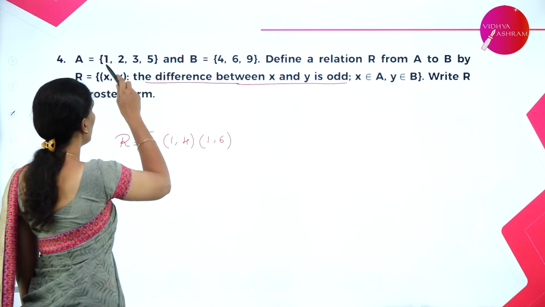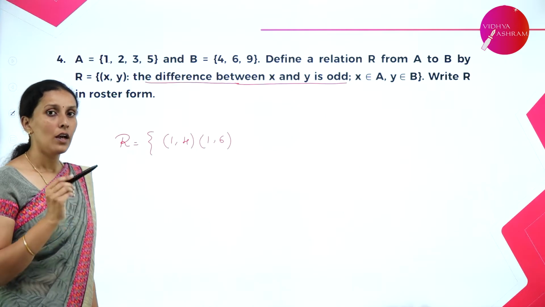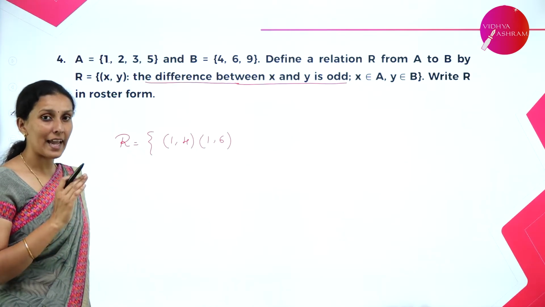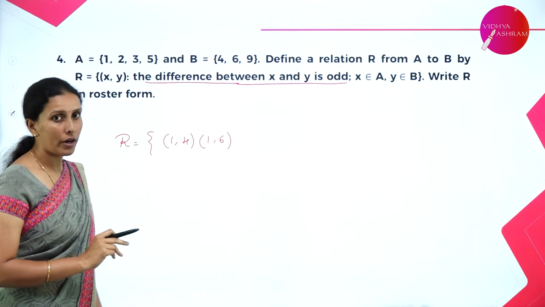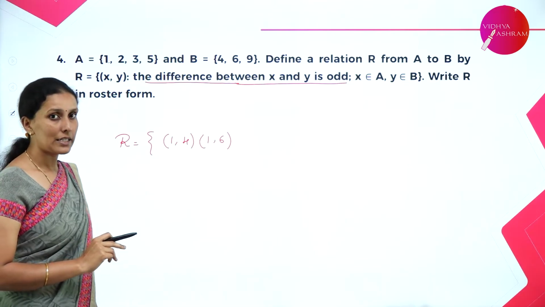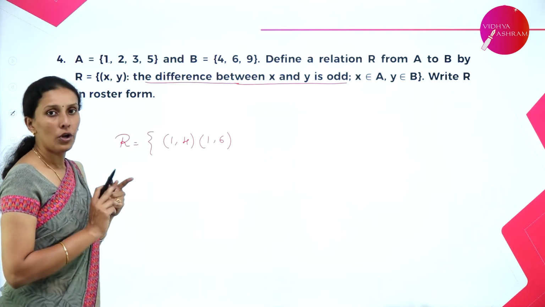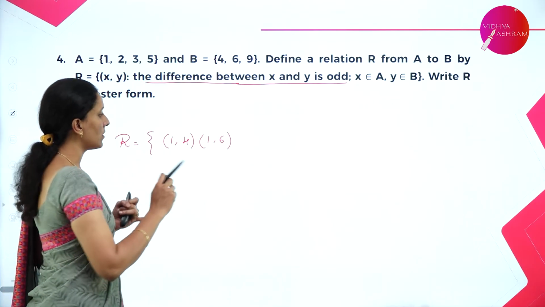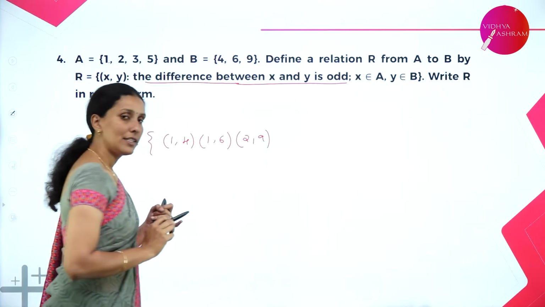Next, I'll take 1 comma 9. I can't write 1 comma 9 because the difference between 1 and 9 is 8, which is an even number. Hence, I cannot write the ordered pair 1 comma 9 inside the relation set. Next, I'll take 2 comma 4. 2 comma 4 is not possible. 2 comma 6 is not possible, but 2 comma 9 is possible because the difference is 7.